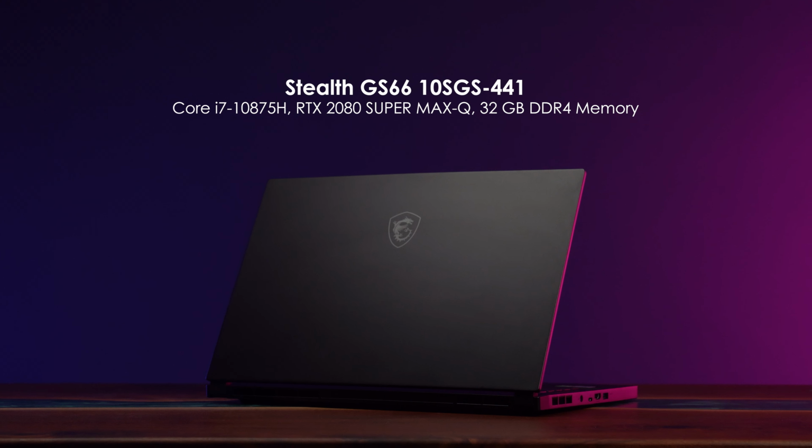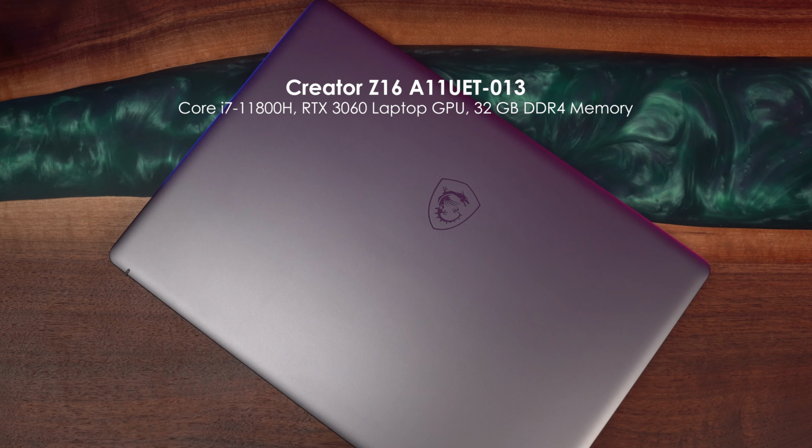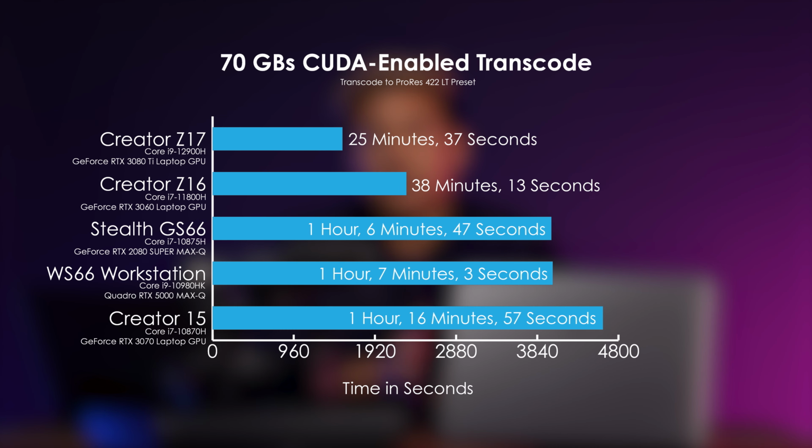A Stealth GS66 with a 10th Gen Intel CPU and a 2080 Super Max-Q, a Creator 15 also with a 10th Gen Intel CPU and a 3070, and the last generation Creator Z16 with an 11th Gen CPU and a 3060. The Stealth GS66 took 66 minutes, the Creator 15 took 76 minutes, and the Creator Z16 took 38 minutes. So my WS66 was performing about on par with the other 10th Gen laptops that were released around the same time.